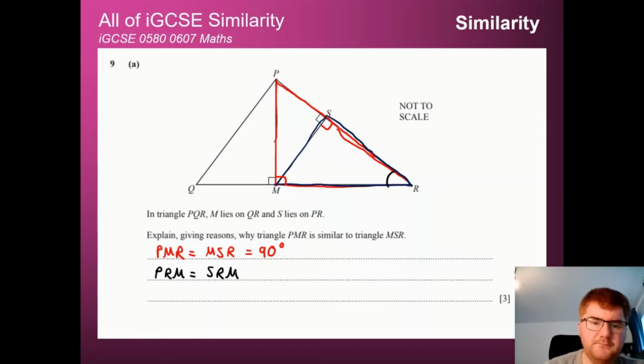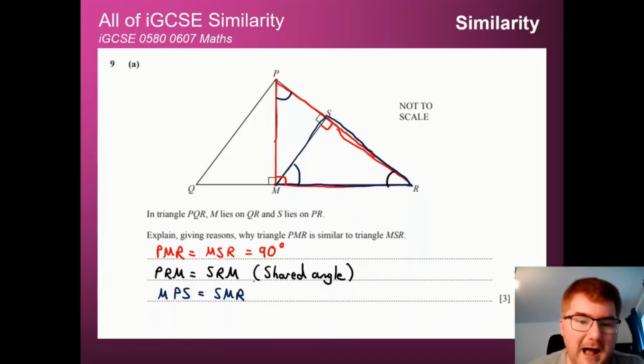Now, I think that makes it actually quite easy now, because of the last angle that we haven't mentioned yet. If this angle is the same in both, we've got a right angle that's shared. That must mean the last angle we haven't talked about, so this one and this one, MPS must be equal to SMR. And that's because it's the third angle in the triangle. You know, 2 are the same, and the other one must be the same as well. So they add up to 180.